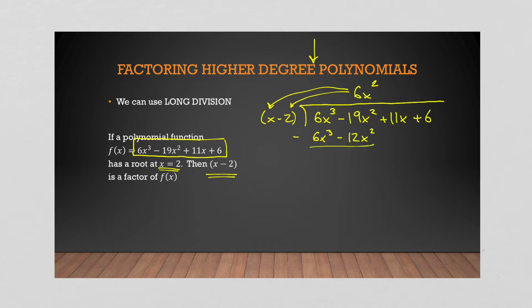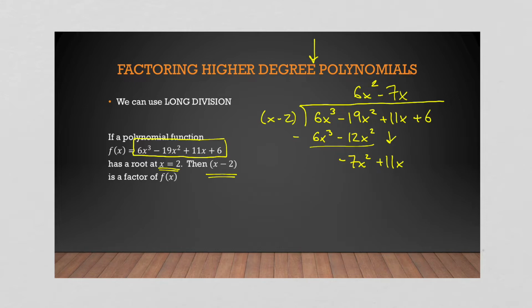And now I do my subtraction. So my 6x cubes are going to cancel out. Now it's important to remember that subtraction, because negative 19 minus negative 12, that's often where errors occur, is negative 7x squared. You bring down your 11x, just like we would do on traditional long division. And now we've got to get rid of a negative 7x squared. So I'm just going to go with negative 7x, because that's going to give me the same sort of water bombing into the x minus 2.